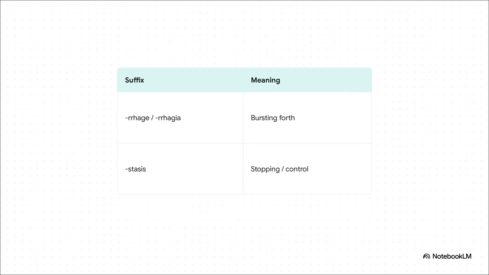Now this brilliantly illustrates the power of contrast. Check out rrhagia or rrhage. That literally means a bursting forth, like excessive heavy bleeding. Think hemorrhage. Now contrast that violent flow with stasis. Stasis means stopping, controlling, hitting the brakes. Hemostasis is the stopping of blood flow. Knowing these opposites? Total lifesaver on the exam.